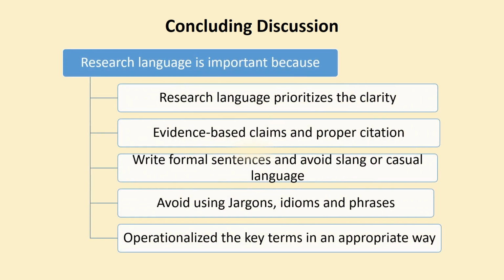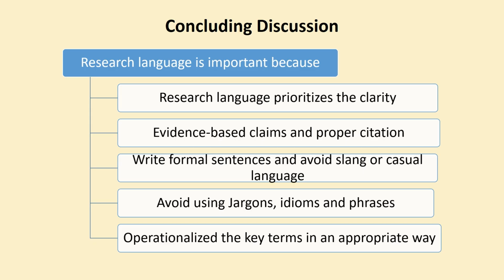Concluding discussions: research language is very important, because research language prioritizes clarity and quality. The clarity that you have is communicated by research language. And here at the concluding point I am highlighting that you will have your thoughts and ideas in your brain, but nobody is going to jump into your brain. You have to articulate them effectively in a way that another person can understand and get attracted to it.